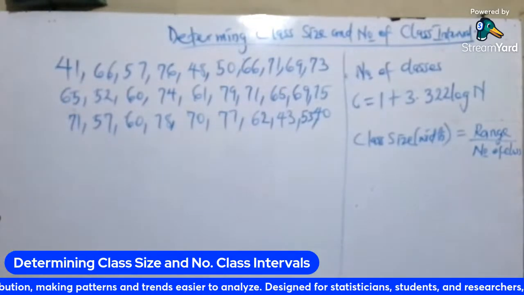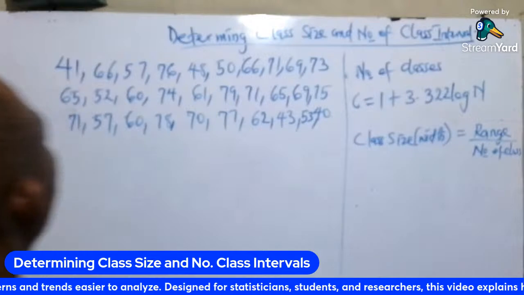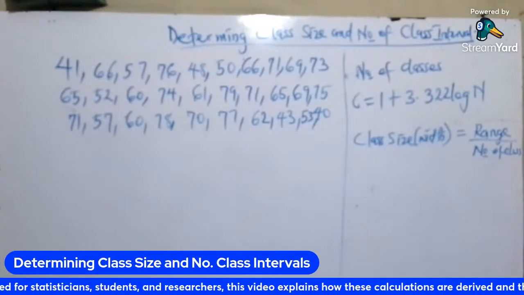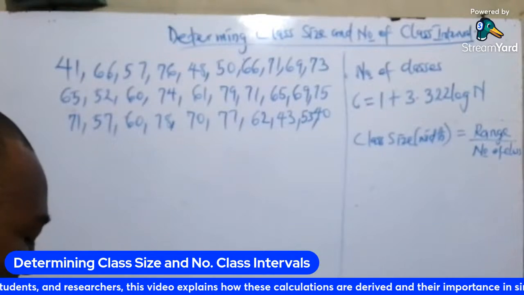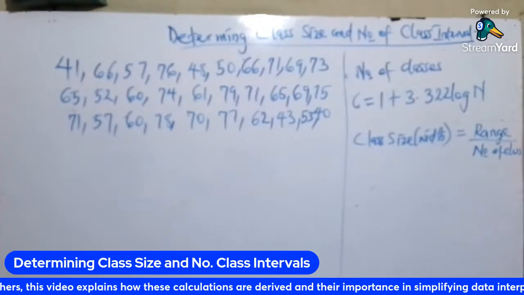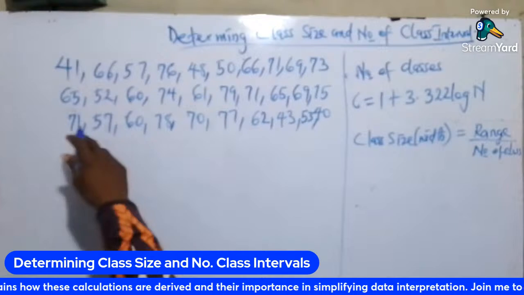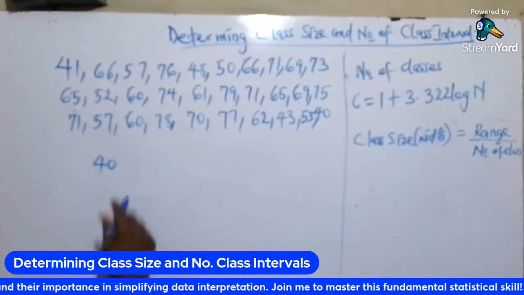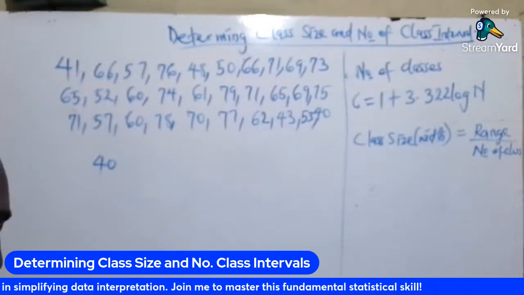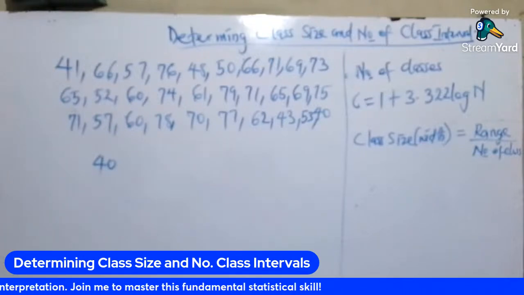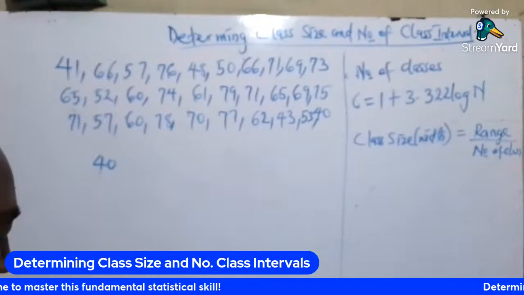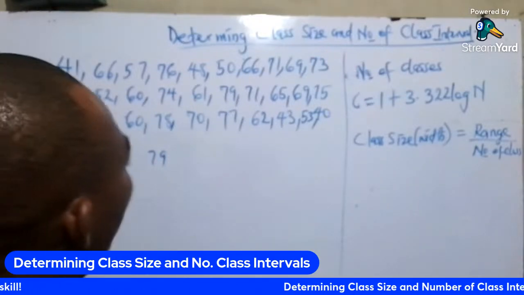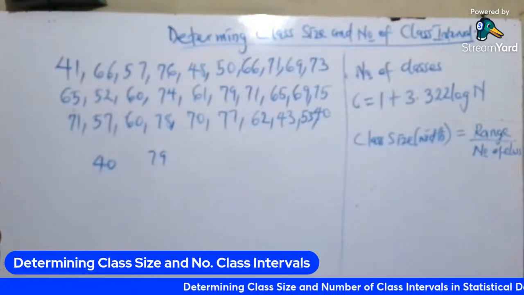Of course, many students will just look at this and search for the smallest number here. I think the smallest number here is 40. They'll just say the lowest number here is 40. And of course, they will look for the highest number here, and say the highest number here is 79.